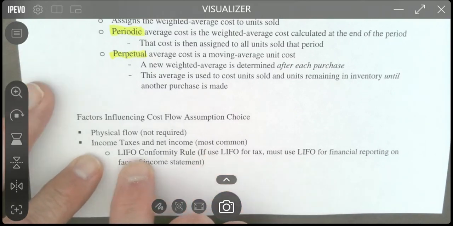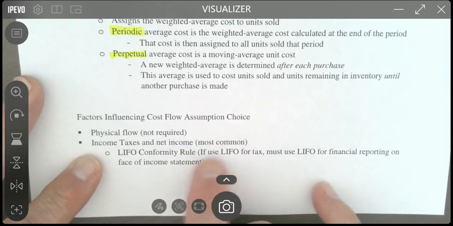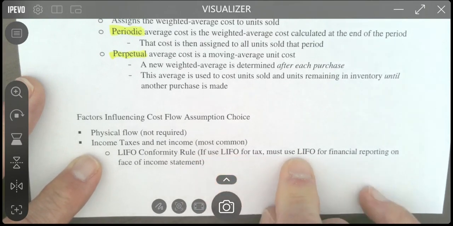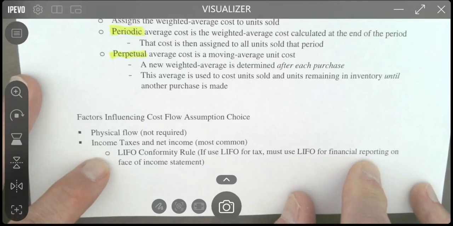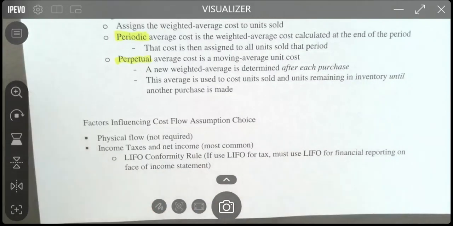Something you're going to learn later is there's a LIFO conformity rule for tax purposes. If the company uses the last in, first out assumption for tax, the company must use last in, first out for financial reporting on the balance sheet and the income statement. Okay, so there's a lot of information just to introduce this important topic. Now we'll make it easier by working cases, and you'll master these concepts.